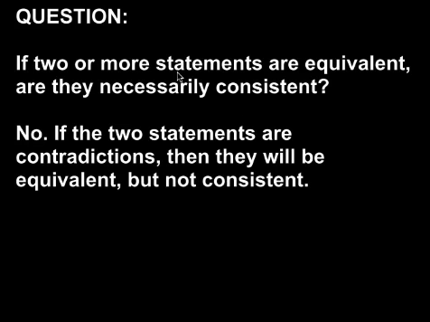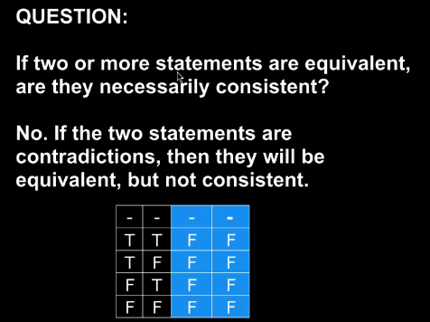Why? If the two statements are contradictions, then they'll be equivalent, but they won't be consistent. So for example, this isn't a real truth table, but suppose I had 2 statements here that I did a joint truth table for. And suppose it turns out that they're both contradictions. They have F's all the way down. Well, these 2 statements will be equivalent, because it's exactly the same pattern all the way down. But they won't be consistent because there's no row where they're both true. Next question.